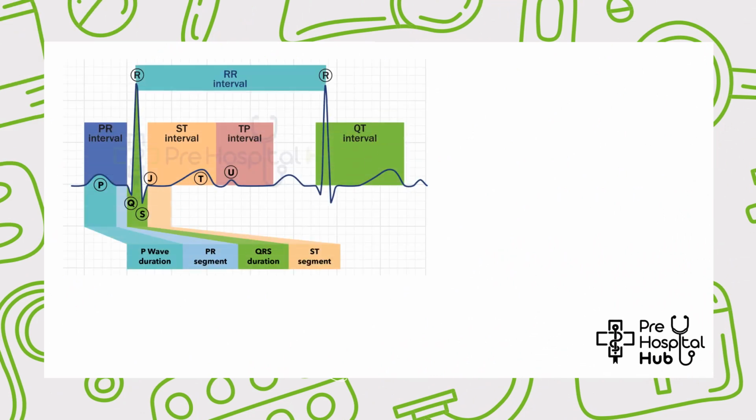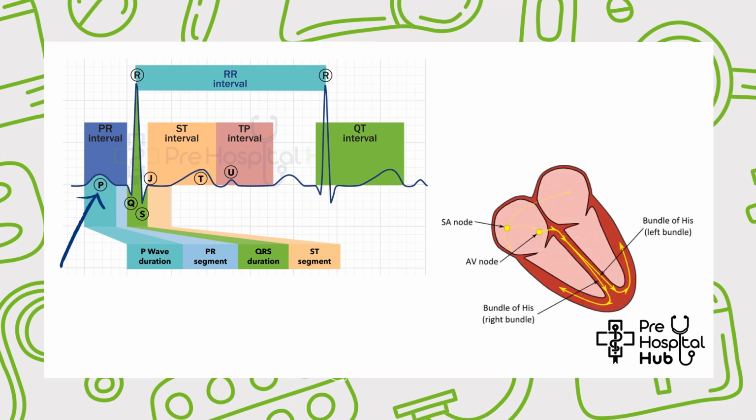So what are P waves? P waves are the first visible deflection on the ECG. It represents a depolarisation of the atria, or contractions of the atria, which initiates the cardiac cycle. The electrical impulse that causes the atria to contract originates in the SA node, or the sinoatrial node, which is often referred to as the natural pacemaker of the heart.